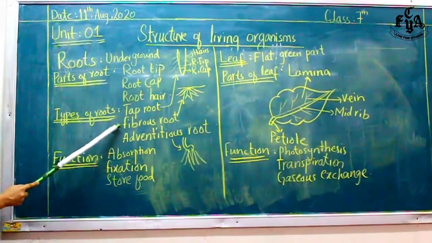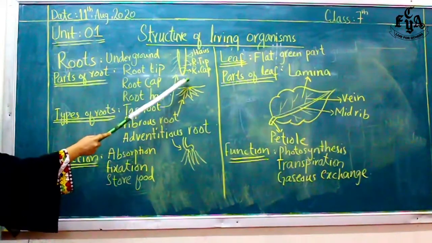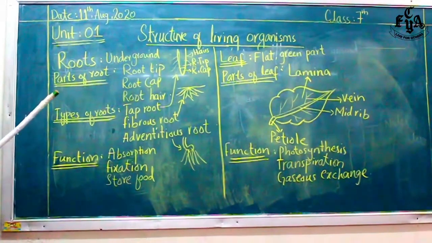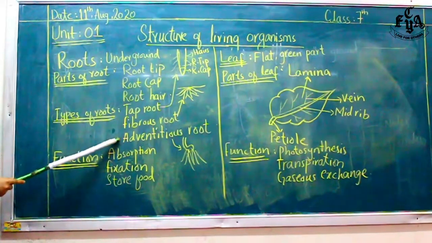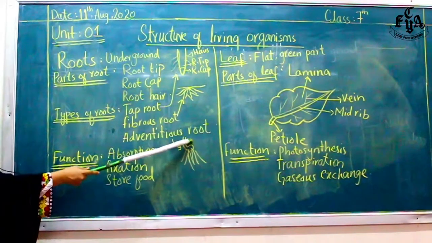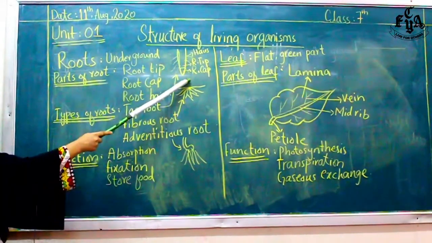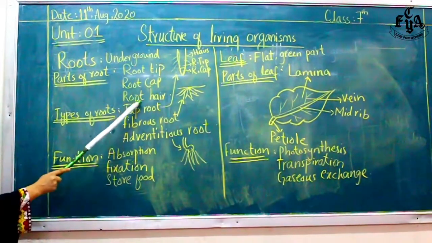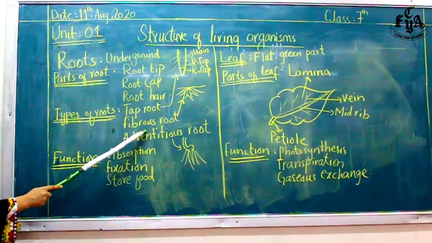The next one is fibrous root. This is the diagram of the fibrous root. Within fibrous root, all the roots, all the branches will arise at the same time. The next one is adventitious root. Adventitious root is that type of root which arises directly from the stem. Fibrous root has the example of the grass. Adventitious root has the example of the sugar cane. So these are three types of root: taproot, fibrous root, adventitious root.